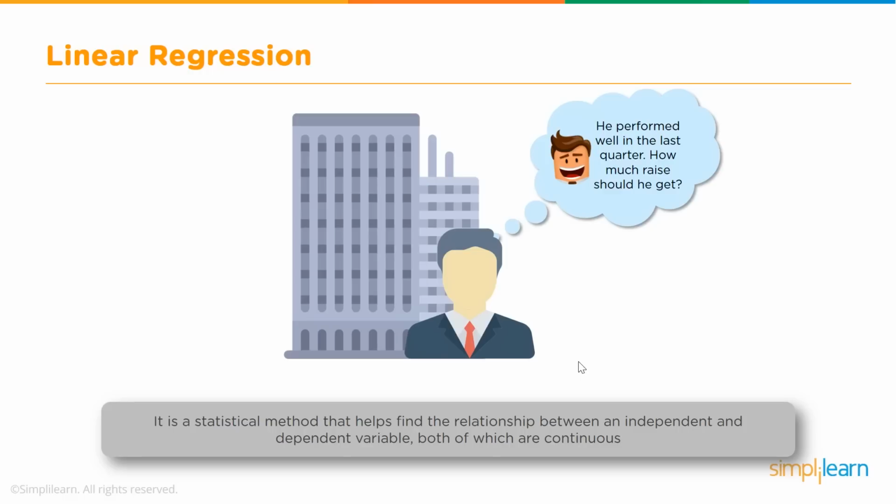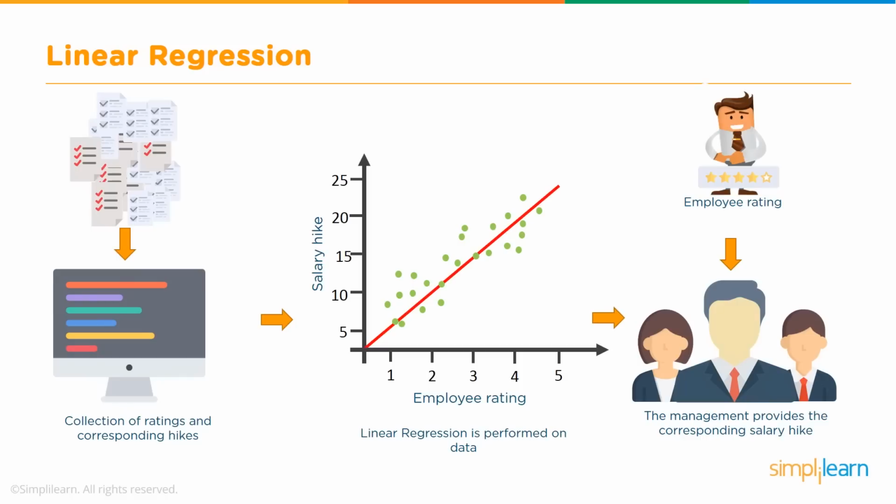It could be the price of a real estate property. It could be your hike, how much hike you're going to get, or it could be a stock price. These are all continuous values. These are not discrete compared to a yes or a no kind of a response that we are looking for in logistic regression. So this is one example of a linear regression.